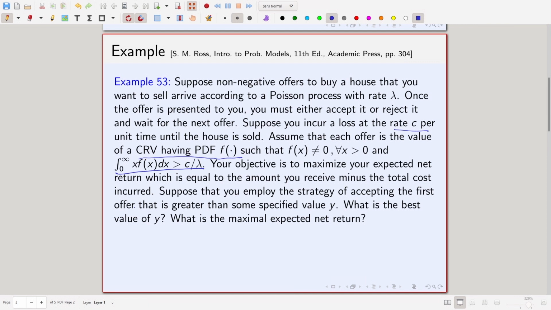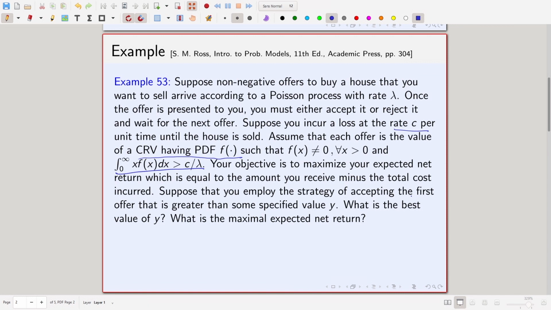Now, suppose that you employ the strategy of accepting the first offer that is greater than some specified value y. So, you are following a certain strategy. What is the strategy? You fix a value y and you will wait for the first offer which is greater than or equal to y. If an offer less than that comes, you will not sell. The first time an offer of size greater than or equal to y comes, you accept the offer and sell the house. So, that is your strategy.